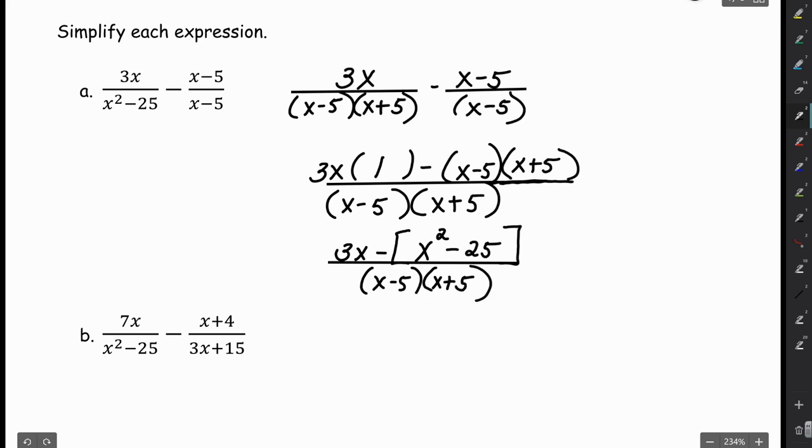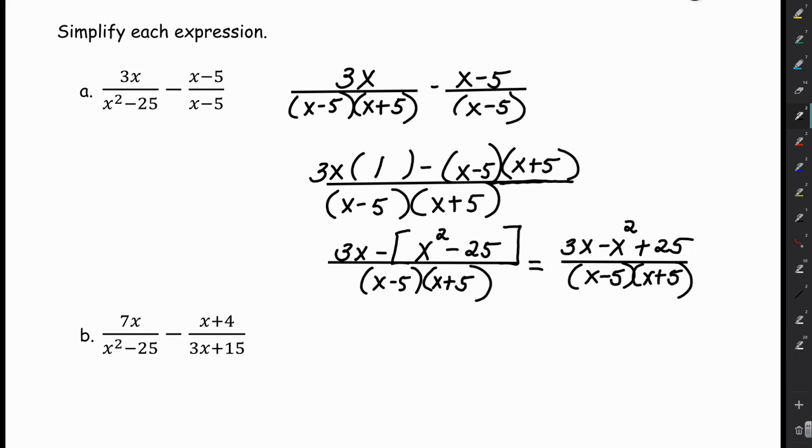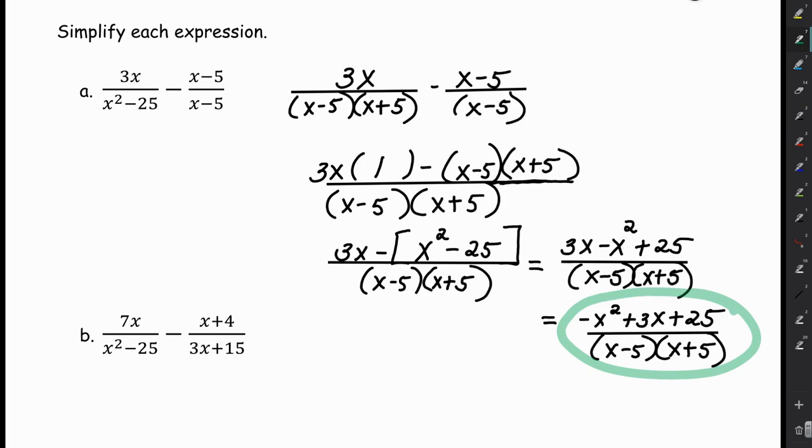in my denominator. Okay, now I'm going to distribute that negative. So negative times x squared would give me negative x squared, and negative times negative 25 would give me positive 25. All right, so we end up with 3x minus x squared plus 25 over x minus 5, x plus 5. And of course, I like to write the top in standard form, so I'm going to do that. So that's our final solution. All right, try letter B and letter C on your own. Come back when you're ready.